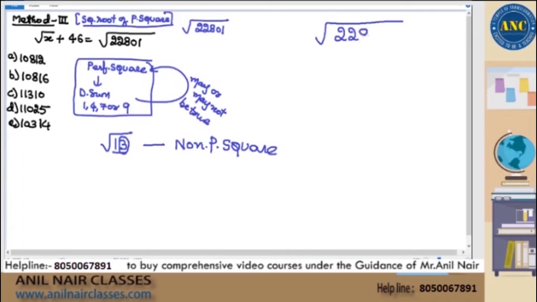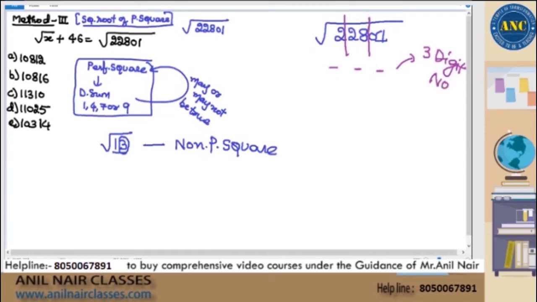Root of 22801. Step number 1: because it is a square root, keep a slash after every 2 digits. Totally how many groups of 2 digits did I get? 3 groups of 2 digits. That means the answer should be a 3-digit number. All these concepts are extremely helpful in the future.